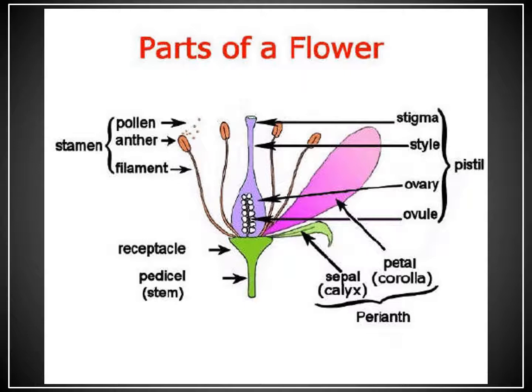This slide just illustrates the different parts of the flower. And again, the parts we're focusing on are the stamen, the male reproductive organ within the flower, and the pistil, the female reproductive organ. And as we'll see next, some flowers maintain both male and female organs. Some flowers maintain just one or the other.